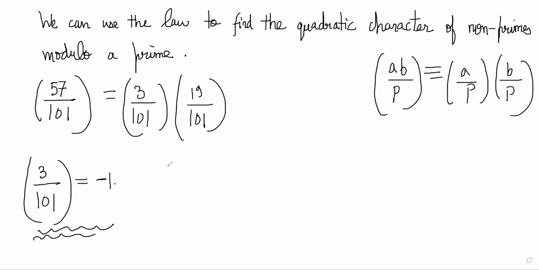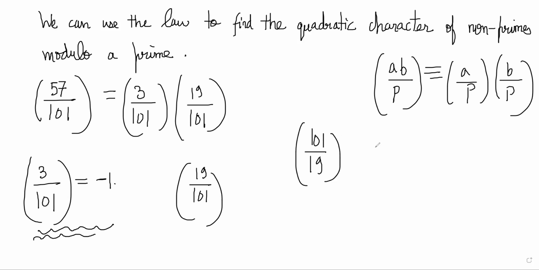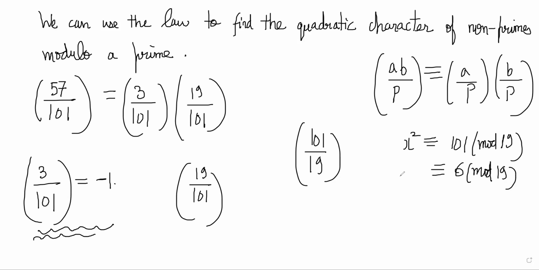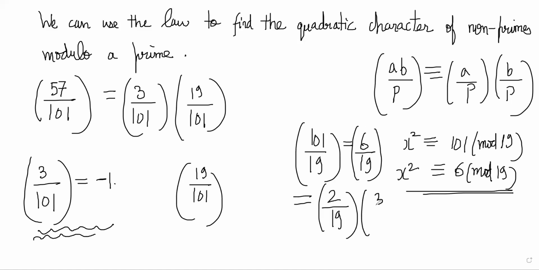Now we check what is 19 over 101. An easier way to find that out would be 101 over 19, which is basically x square congruent to 101 mod 19, and that is basically 6 mod 19, right? Whether this has a solution or not, right? Now 6 over 19 is equal to 2 over 19 times 3 over 19. This is the product of two Legendre symbols.